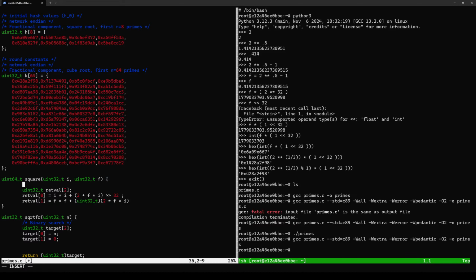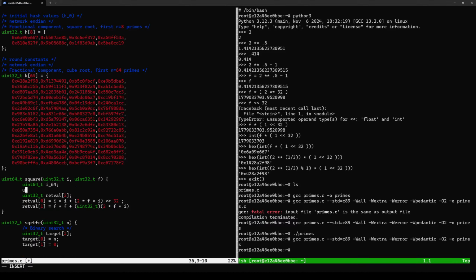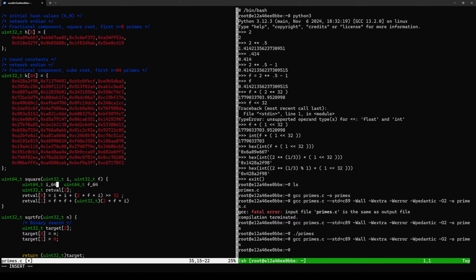So uint64_t will have a 64-bit I, and then we'll have a uint64_t, which is a 64-bit fractional. There's no reason for these to be on different lines. I64 will equal I. We need input I's. Is that correct?